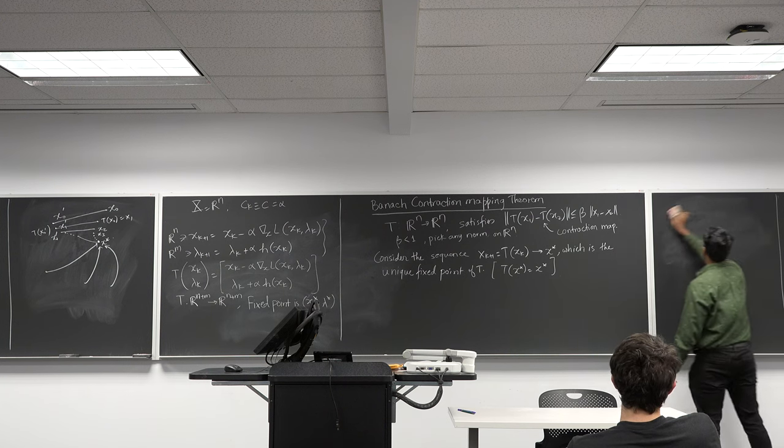What should I do here? So I'm going to write it on this side. I have x_{k+n} minus x_k is less than or equal to beta raised to k times the norm of x1 minus x0. And then I have beta raised to n minus 1, down to beta raised to 0. Okay.